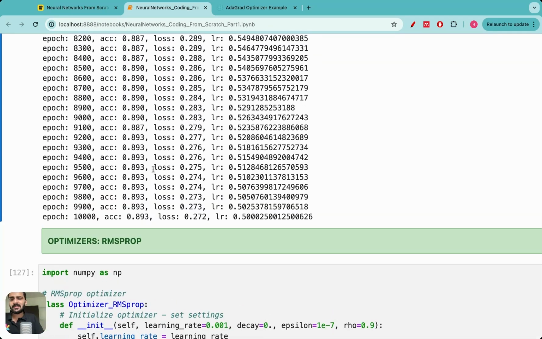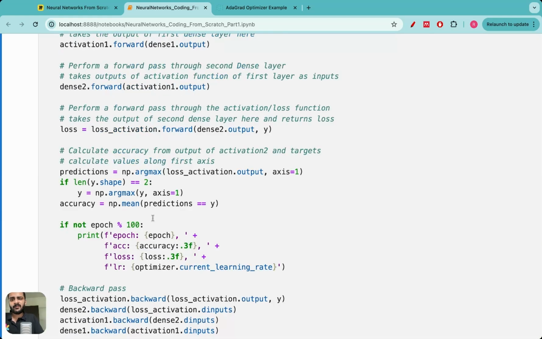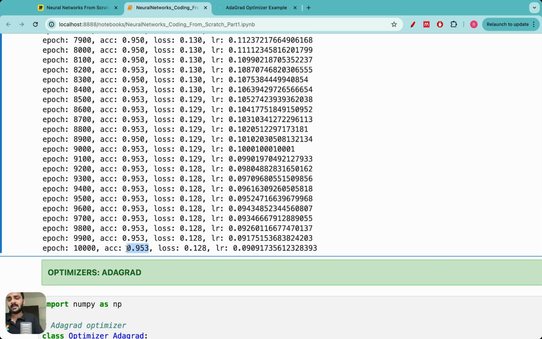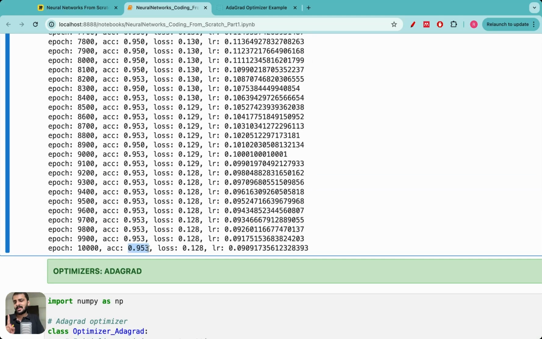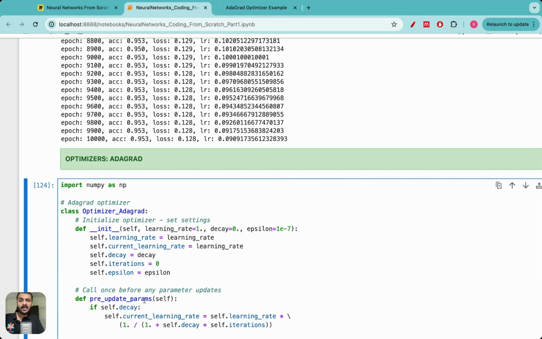So Adagrad gave us an accuracy of 0.893, but if you look at the momentum accuracy again, we had an accuracy of 0.953. So momentum still remains the best method, and that's one of the reasons why Adagrad is not very commonly used in practice. It is used, but Adam is an optimizer which is preferred the most, and we'll look at Adam in one of the subsequent lectures.